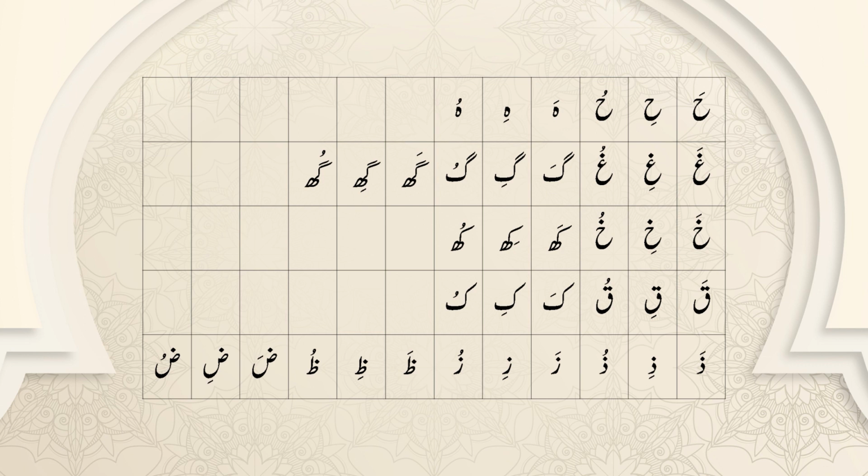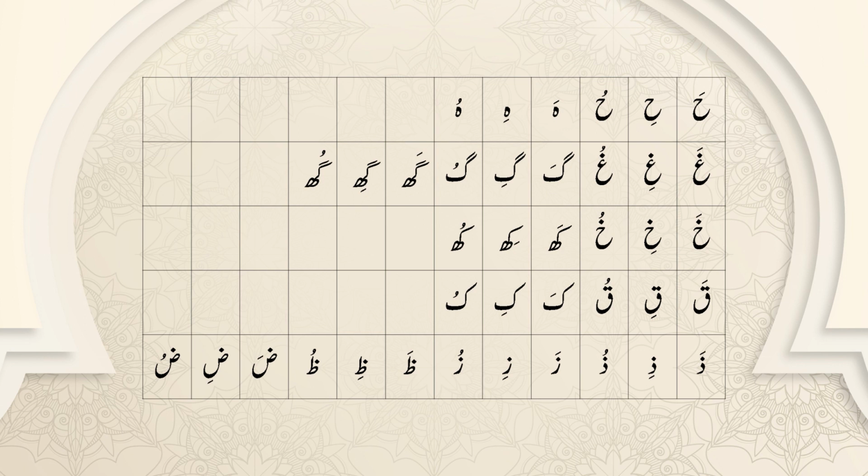So we have kha, khay, khu. And with do chashmi kaf, kha, khay, khu. We have another alphabet, that is qaf: qa, qi, qu. We have a choti kaf: ka, ki, ku. We have another example of same sounds of alphabets, and in this group we have arrayed four alphabets. That means these four alphabets create the same sound.